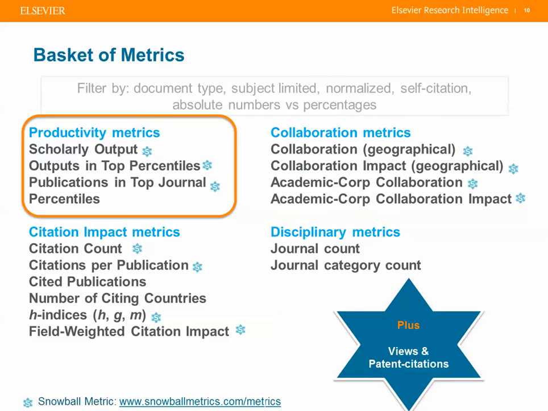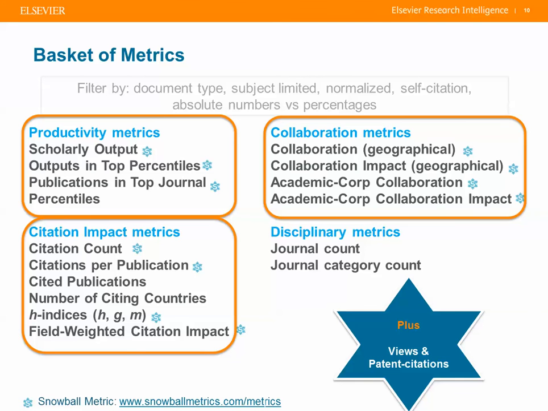The productivity metrics give information on the volume of output of an entity. The citation impact metrics indicate the influence of an entity's output, such as indicated by various types of citation counts. The collaboration metrics provide information on the research partnerships of an entity. Disciplinary metrics give information on the spread of topics within an entity's publication. In addition to these metrics, you will also find views counts, such as in downloads, and numbers of patent citations.